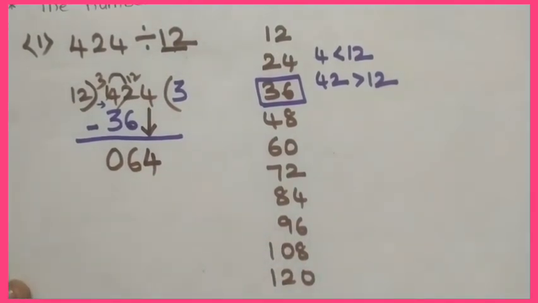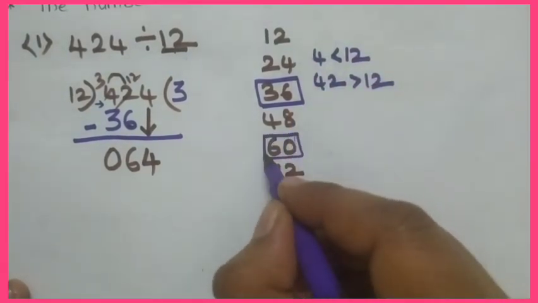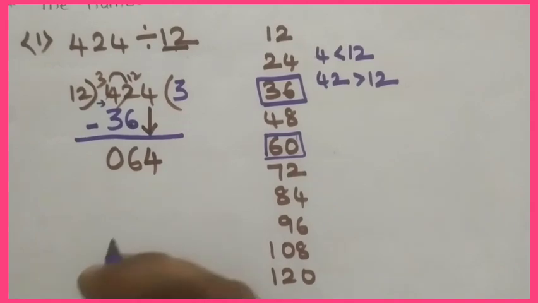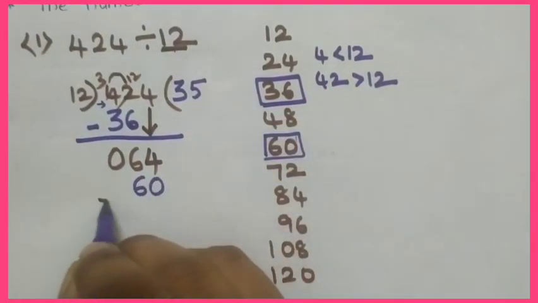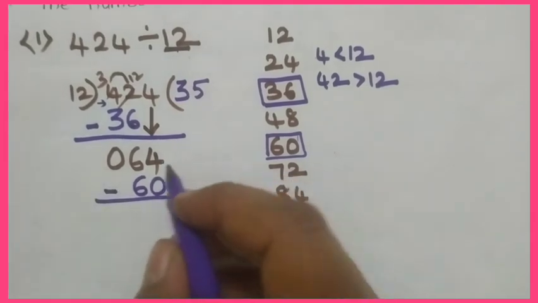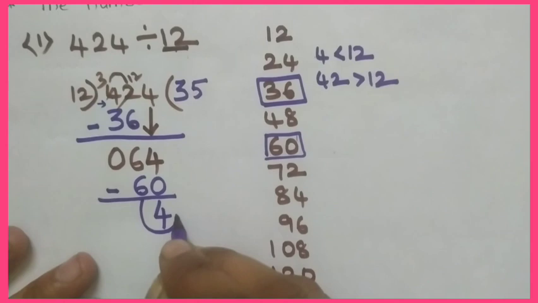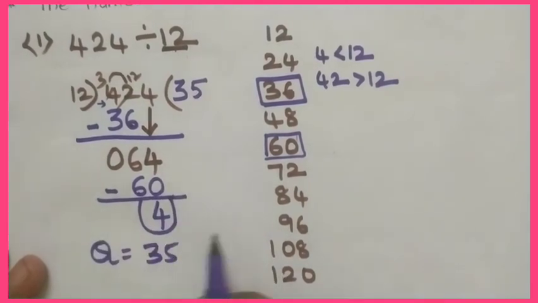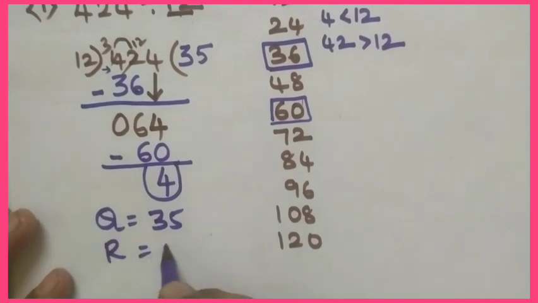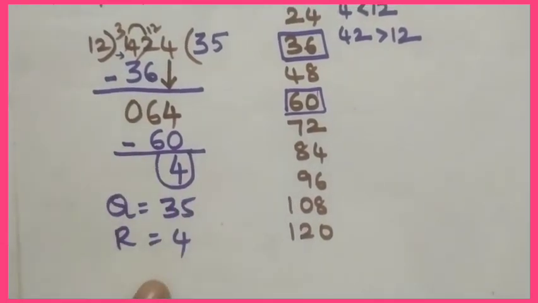In 12 table will we get 64? No, we will get 12 fives are 60. Yes, so we will write here directly 12 fives are 60. Now we have to do subtraction. 4 minus 0 is 4. 6 minus 6 is 0. Here the quotient is 35 and the remainder is 4.